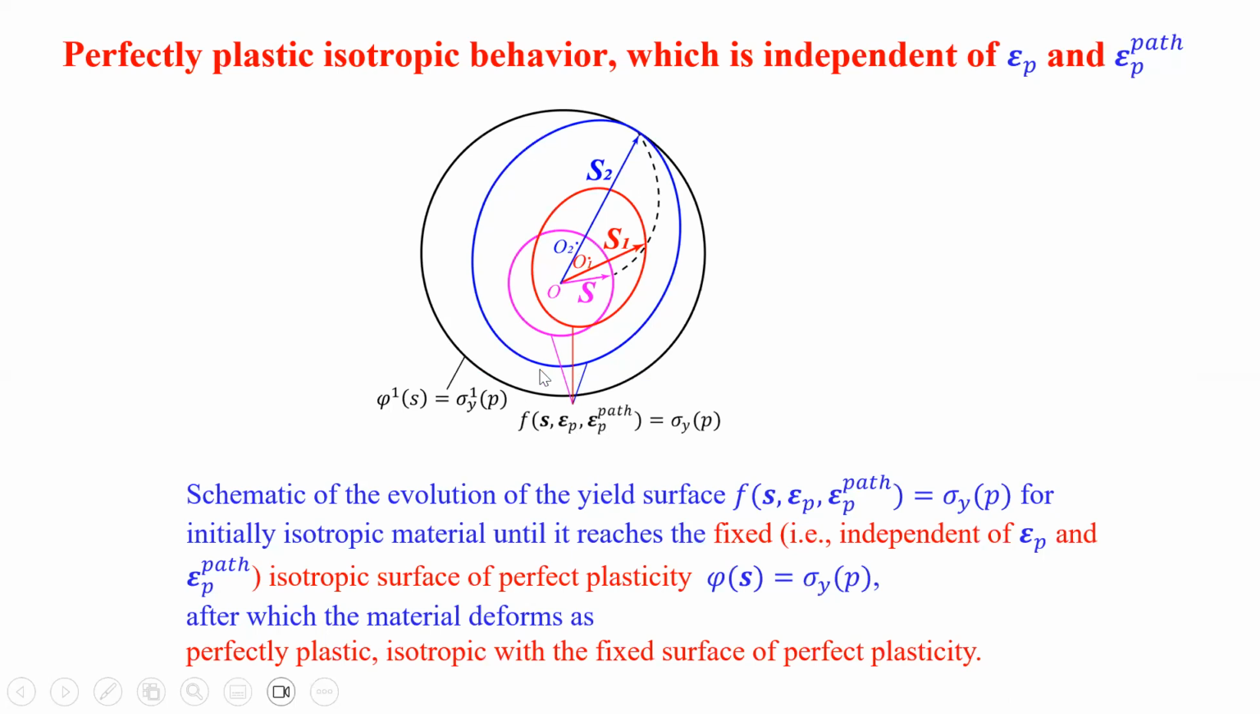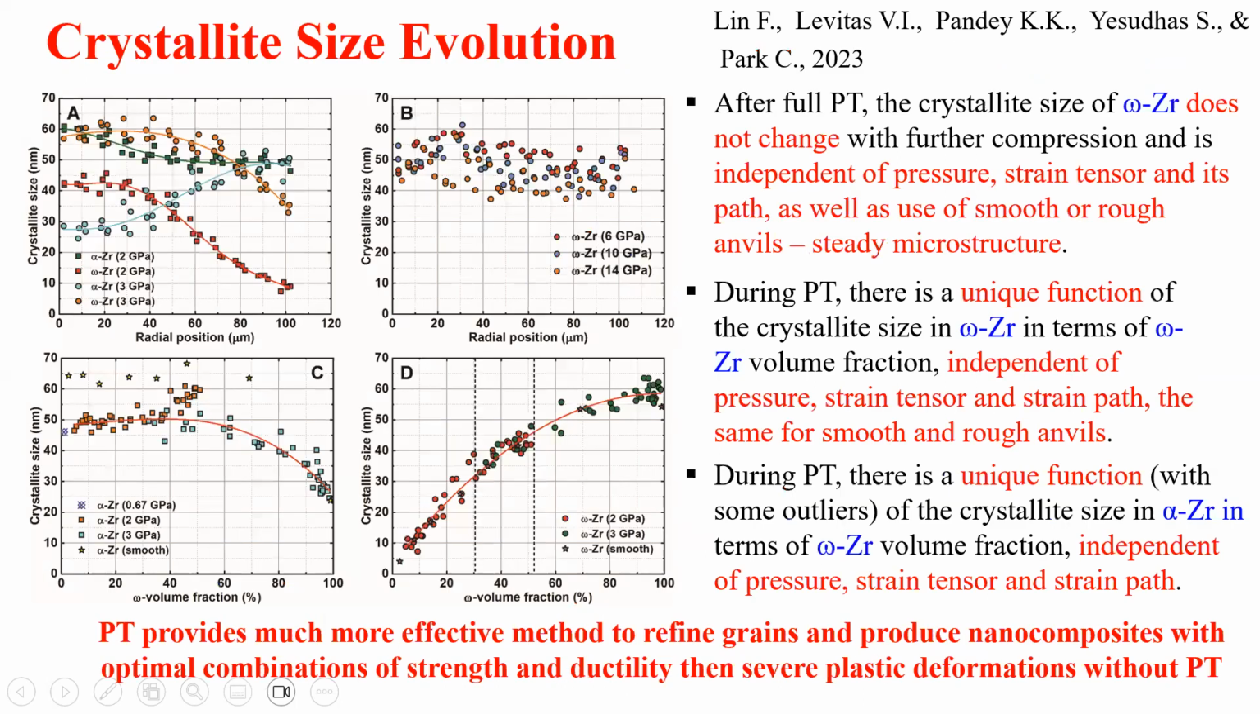To resolve this contradiction, we introduce an additional limit yield surface, which is fixed and isotropic and independent of plastic strain and plastic strain path. And during loading, the stress vector and this traditional yield surface reach our limit yield surface and then move along. And that means that the material deforms like perfectly plastic, isotropic, and independent of plastic strain and plastic strain path. So this resolves the contradiction. And this perfectly plastic state corresponds to steady microstructure.